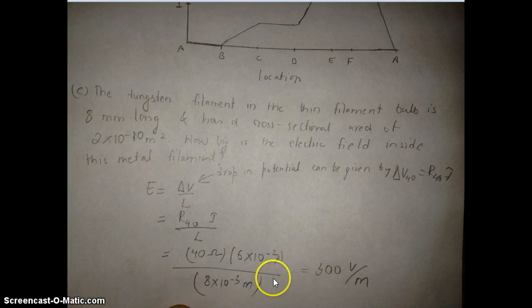And we need to be really careful with the units over here. For the current it is ampere, for resistance it is ohm, and for L it is meter. And we know that ohm times ampere, IR, can be given by volt.